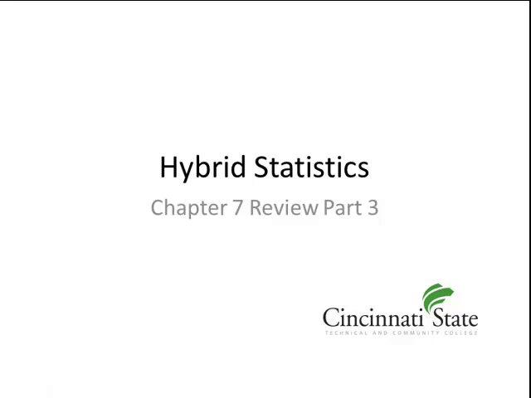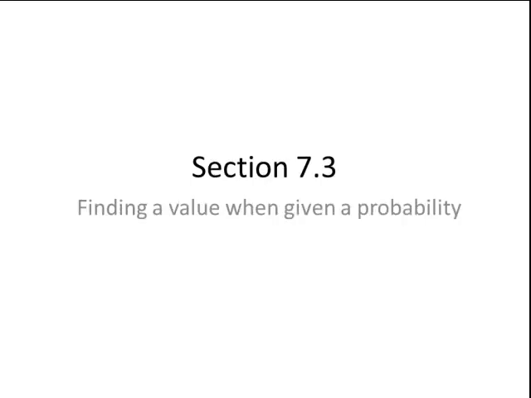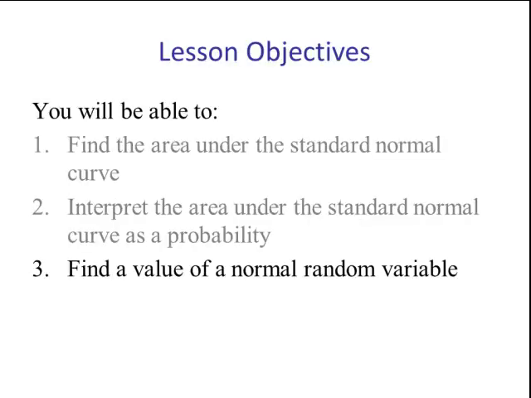Chapter 7, Review, Part 3. Section 7.3, Finding a value when given a probability. Lesson objective: find a value of a normal random variable.